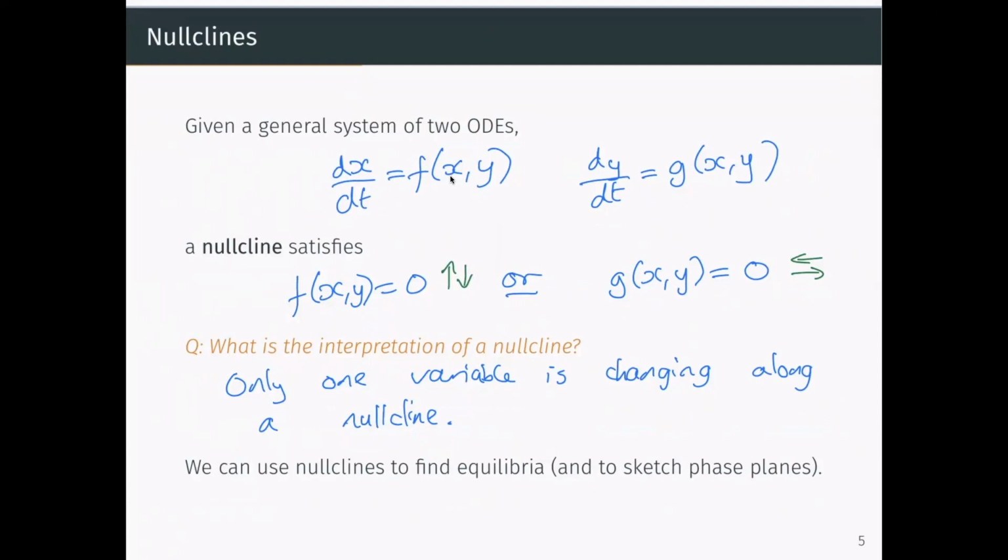So why do we do that? Well, if we know that f(x,y) = 0 along one nullcline, or g(x,y) = 0 along another, then when our nullclines for these two different variables intersect, in other words, when f(x,y) and g(x,y) are both equal to 0, that means we have an equilibrium. So when both of these things are equal to 0, we have an equilibrium.